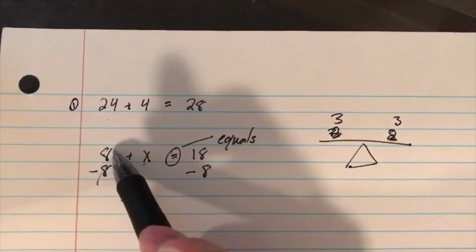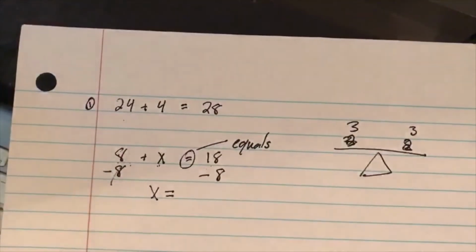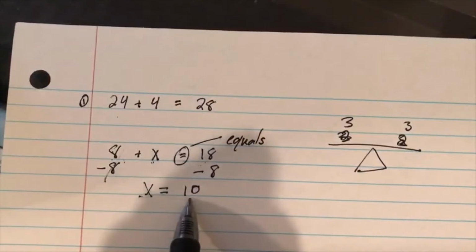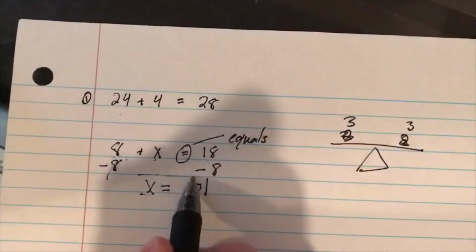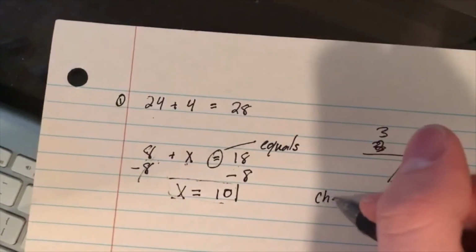And 8 minus 8 is 0. So now we're just left with an x. And 18 minus 8 is 10. So what this is saying is that if x equals 10, then all of this original statement is going to be true. And we can check that pretty easily.